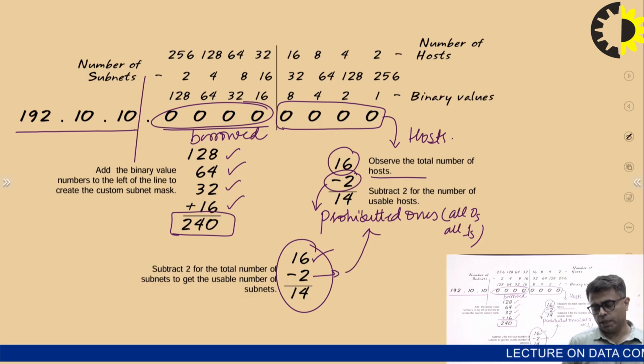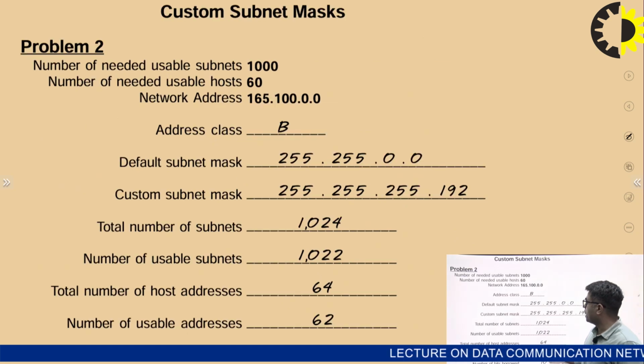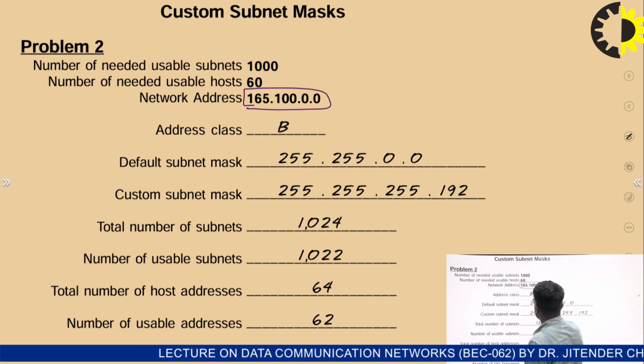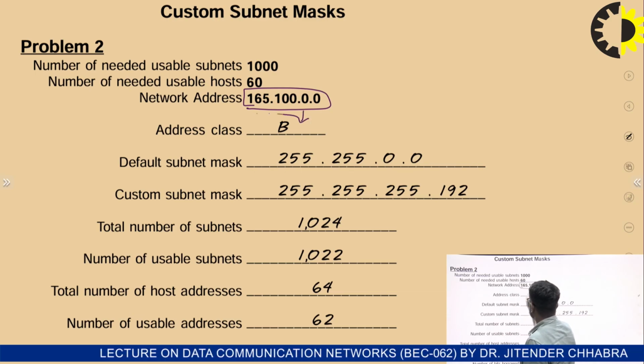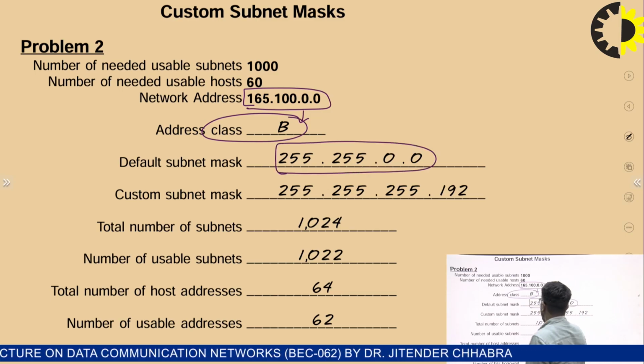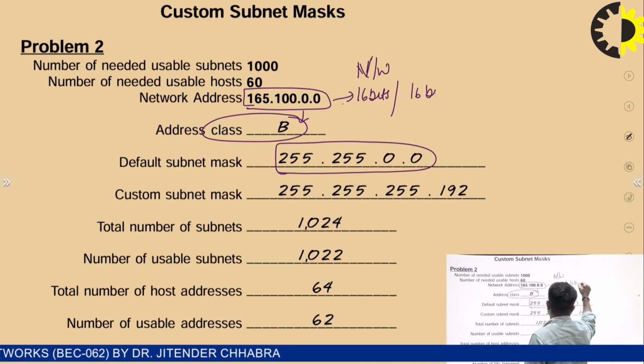Similarly, we can create subnets in an IP address or a network of any class. So again, taking a situation, let's say this is the IP. From this, I can see that it belongs to class B. So for class B, this is the default subnet mask, because 16 bits are for the network and 16 bits are for the host.